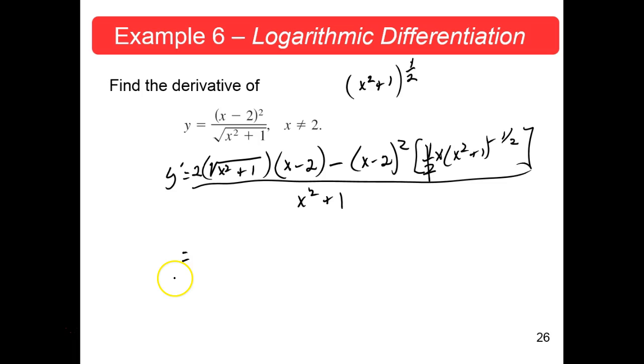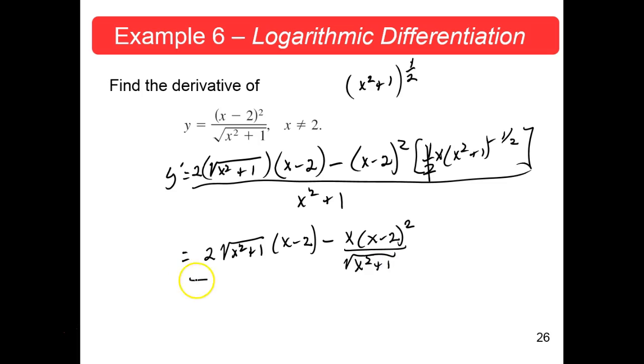Okay, this is 2 times the square root of x squared plus 1 times x minus 2 minus x times x minus 2 squared, over the square root of x squared plus 1, all over x squared plus 1. Okay? Now that's pretty messy looking. So we could multiply and divide this by the square root of x squared plus 1.